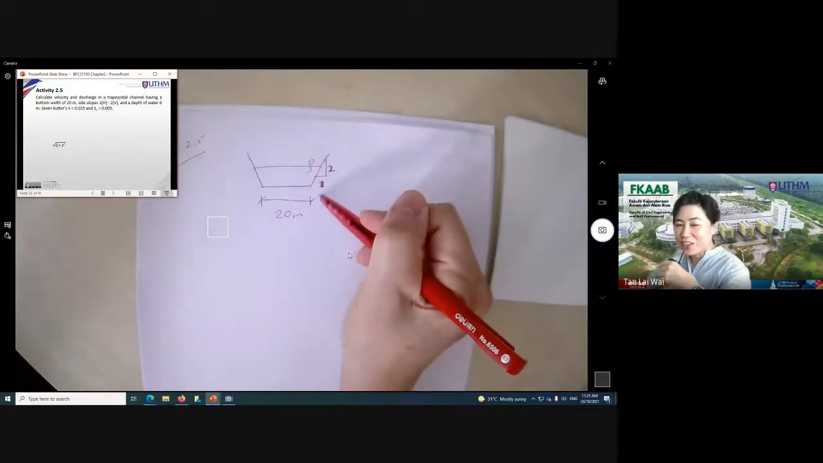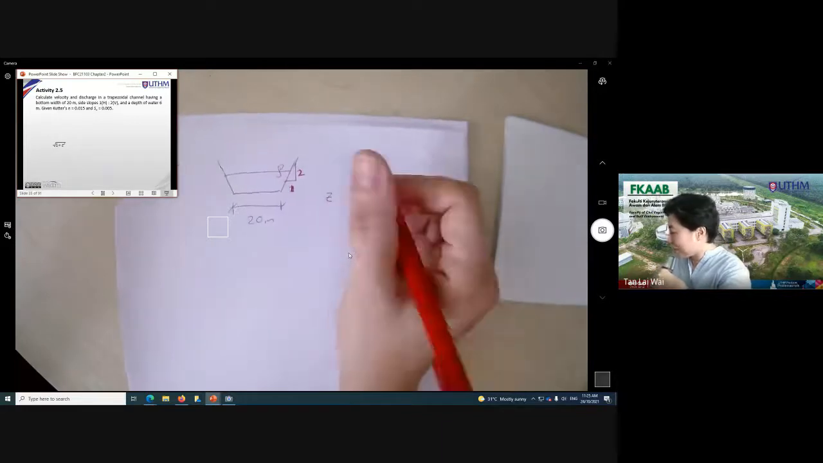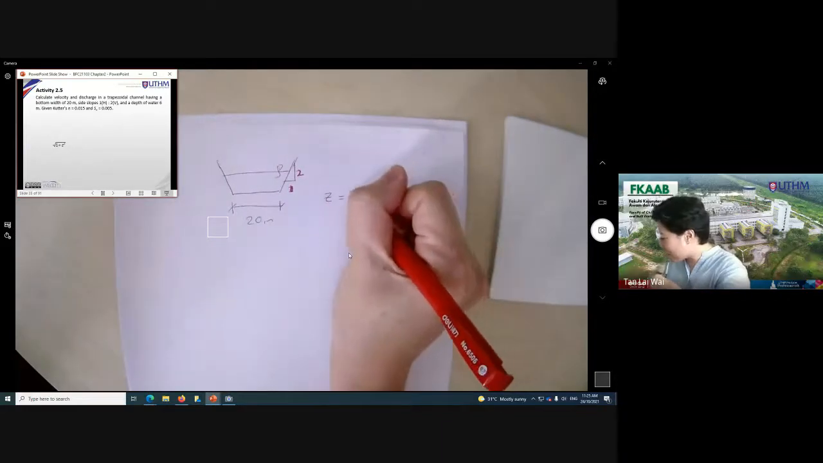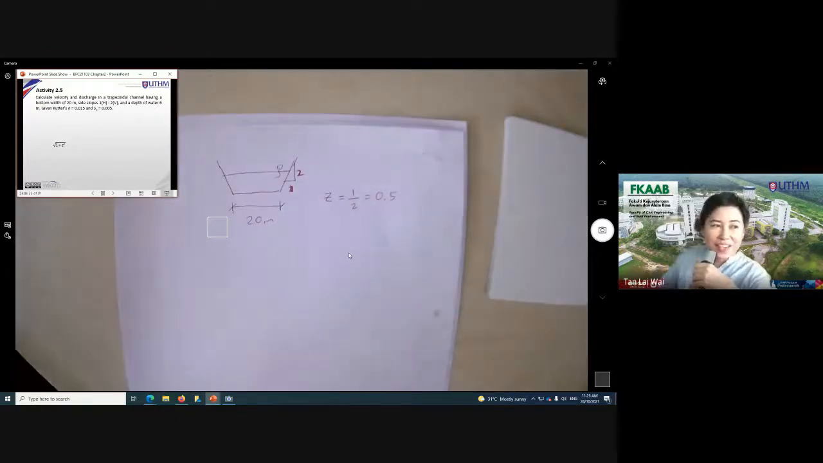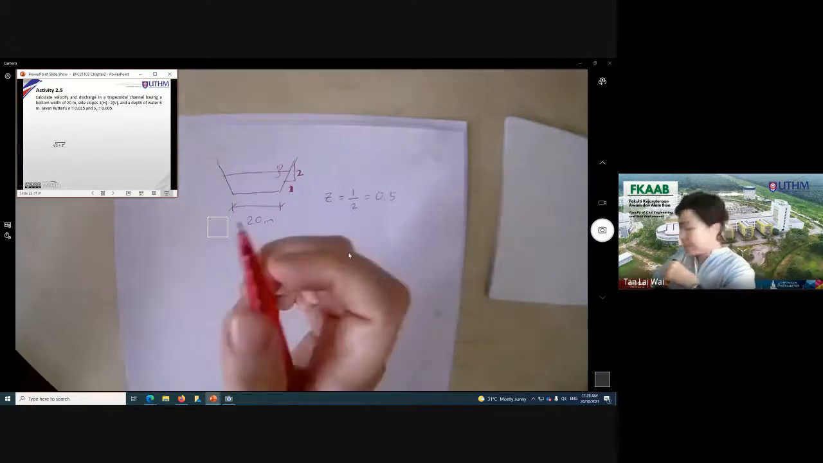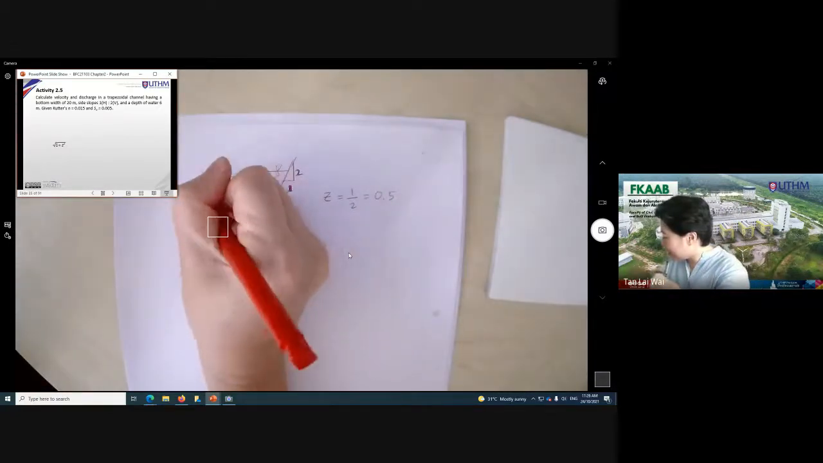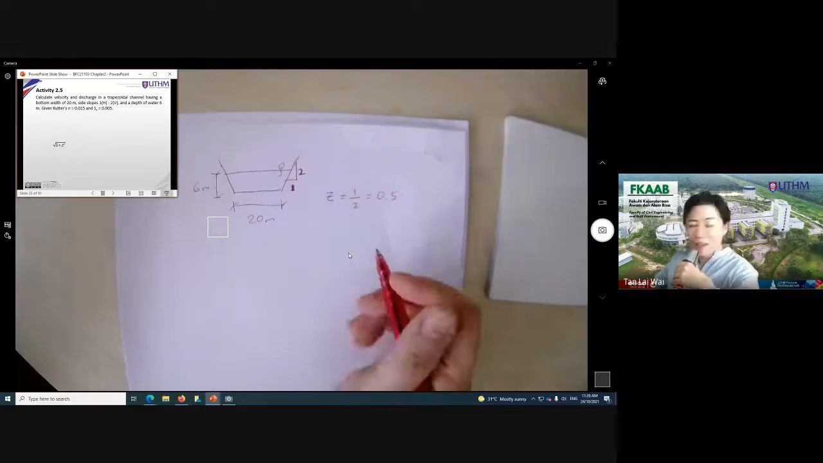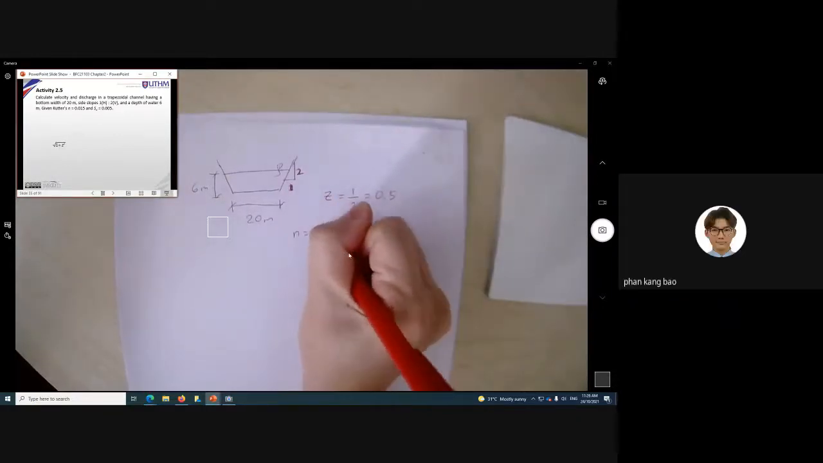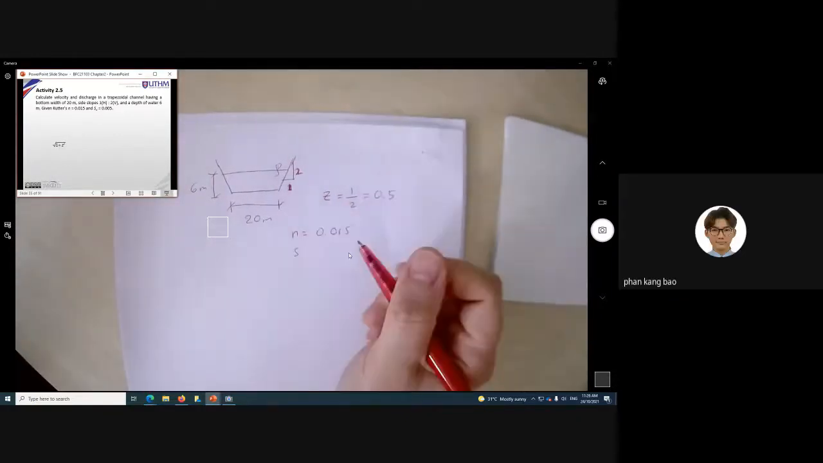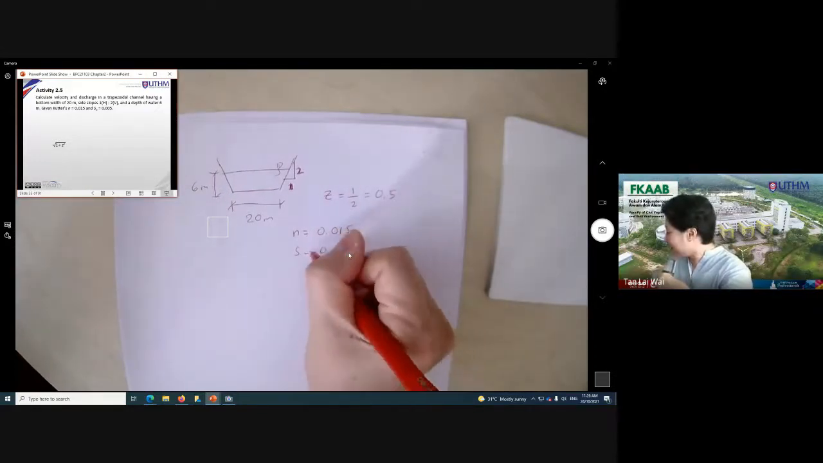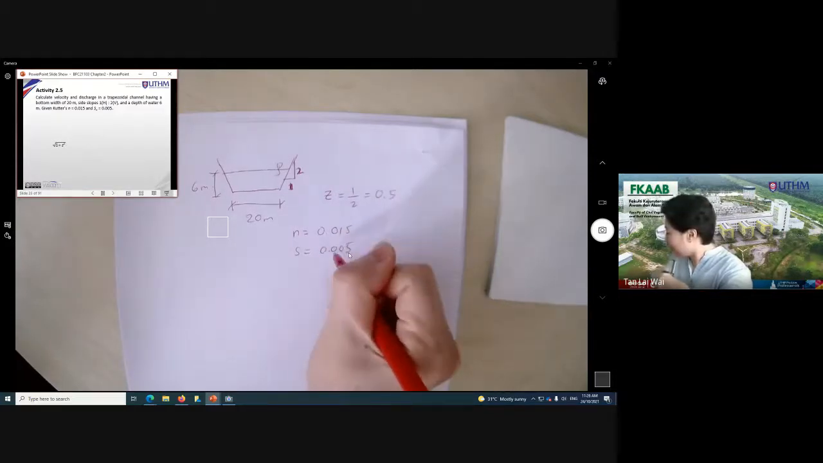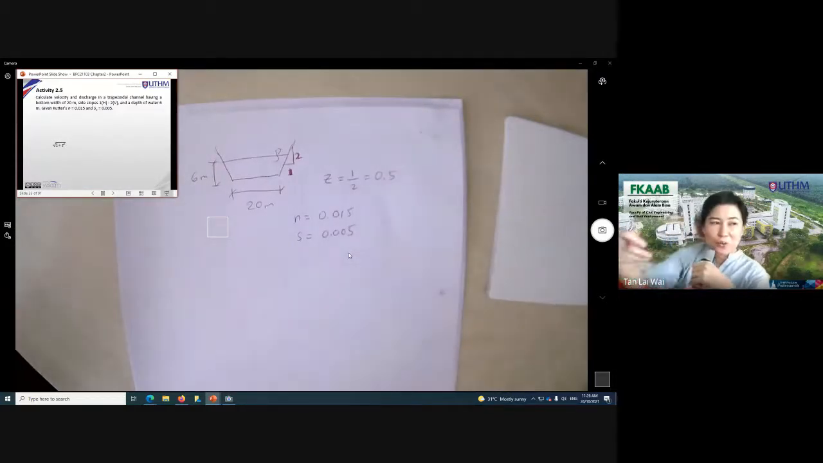Now, so my Z would be what? That will be 0.5. Okay, great. Which is 1 over 2, right? So this is 0.5. Now, the depth of flow would be 6 meter. Kutter's N is 0.015. S not. Now, this is not Manning's N, be careful of the question. Okay. Now, what's next? What should I do?